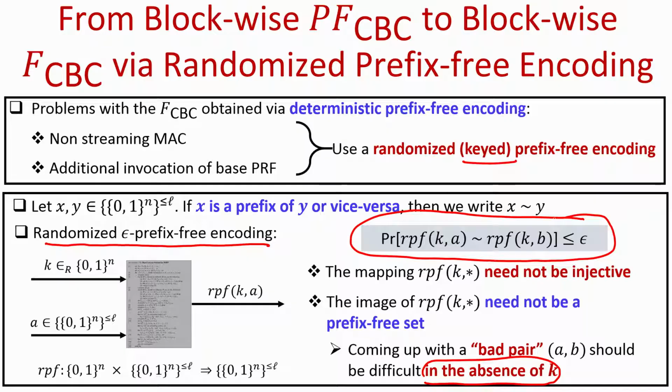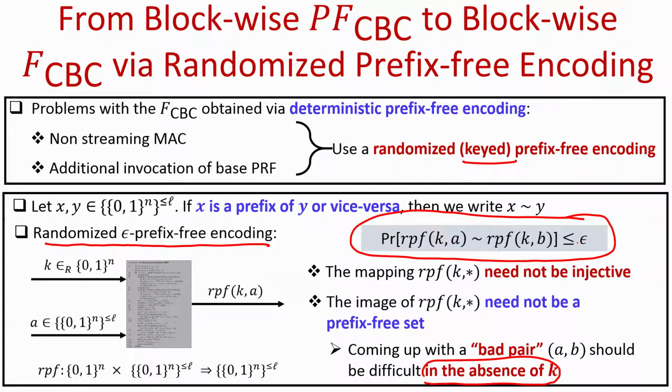I stress here that the way this randomized encoding operates, it is not necessary that the mapping should be injective. That means you can have multiple A's whose encoding will be the same under the key k. But the security guarantee we obtain from this epsilon prefix-free encoding is that, even though there could be several candidate A's which under the key k would give you the same encoded output, the probability of finding such multiple A's in polynomial time should be upper bounded by some negligible quantity, epsilon.